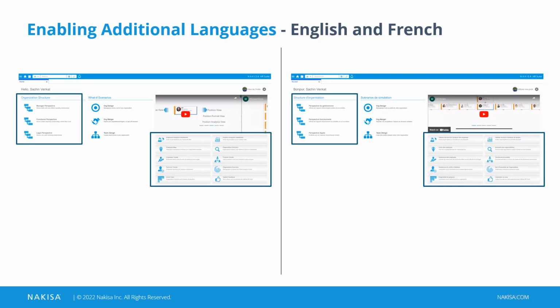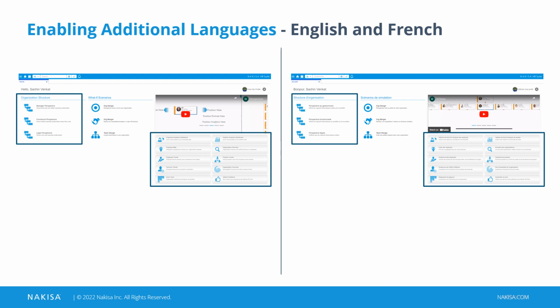Let's look into the first objective, which is enabling additional languages. Let's say the HRBP has asked you to enable the French profile language in Nakisa HR Suite, as the application can be made available in French so that the French-speaking users can access the solution.